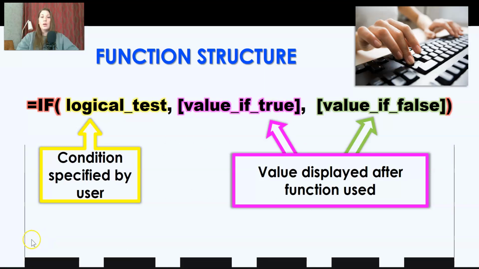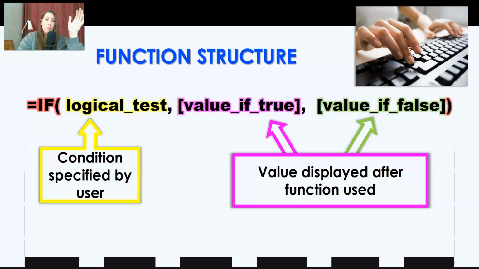Okay, so here's what it actually looks like. I'll pause here for a second. Make sure you write this down. You're definitely going to need it. This is what I've been describing to you guys. The equal sign if, your opening parentheses. After that, you have your logical test is your first piece of your argument that has 3 pieces, right? So our first argument or condition is a logical test.